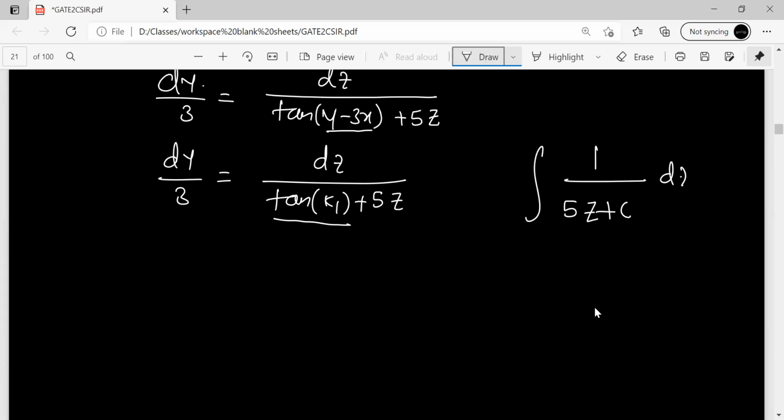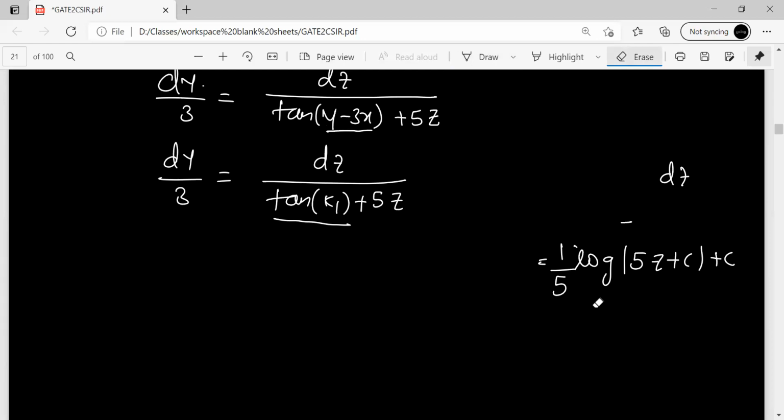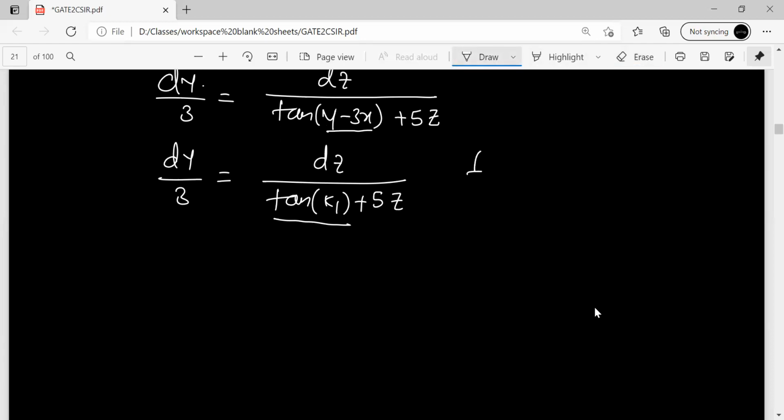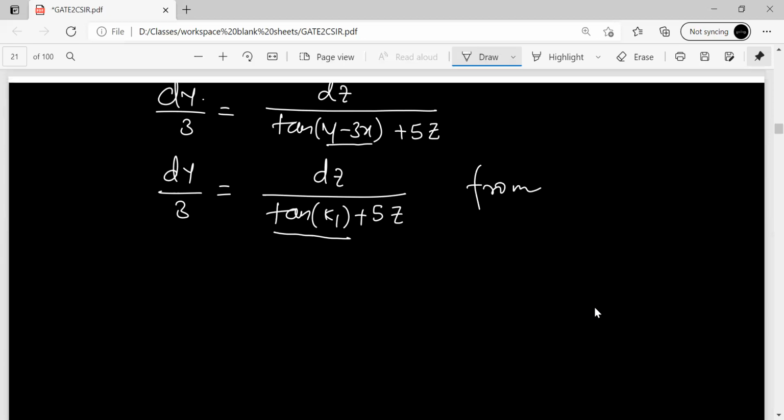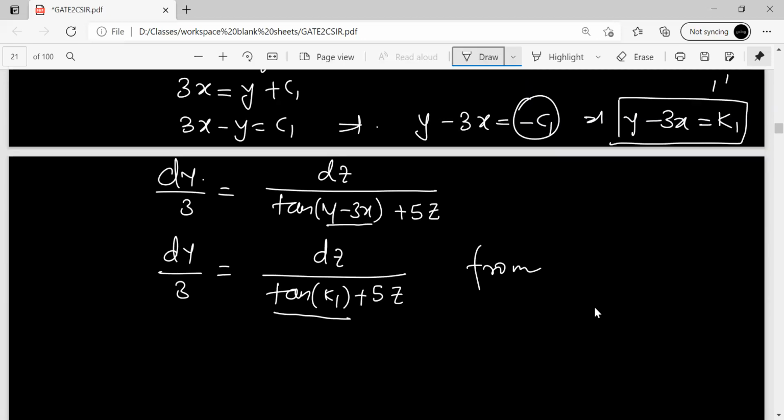What is the integration of this part? It's simply log of 5z plus c, and then the coefficient of z is 1 upon 5. In the same manner, c is nothing but your constant, so here you have tan of k1. The same idea will be followed here as well. So we will simply integrate now. Let's name this equation 1. So from 1 I'm getting these things.